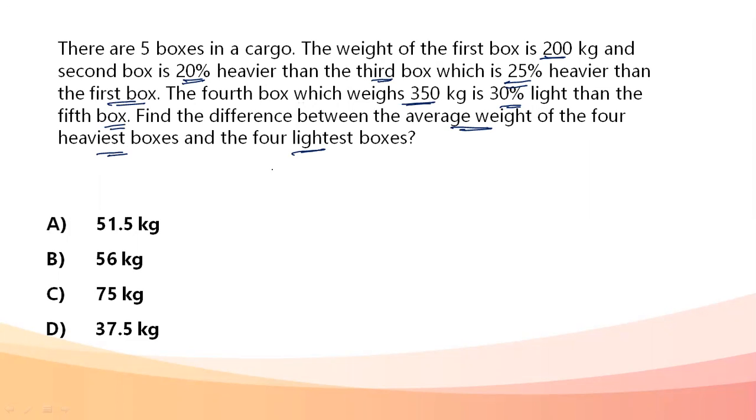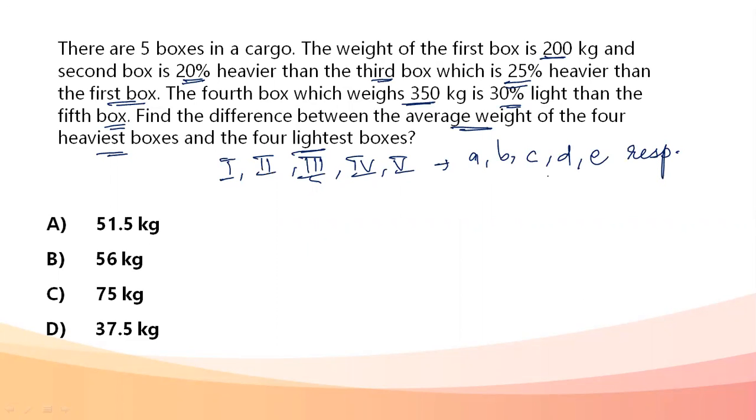So let the weights of the first, second, third, fourth, and fifth boxes be A, B, C, D, and E respectively. The first box is given as 200 kg already, so A becomes 200. C is 25% heavier than the first box. It is actually 1.25 into 200, which comes out to be 250 kg.